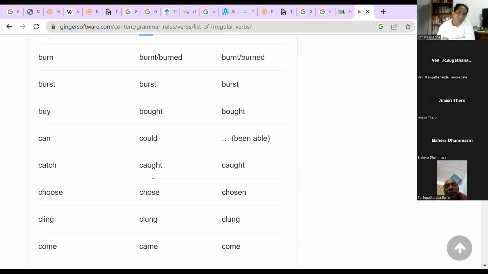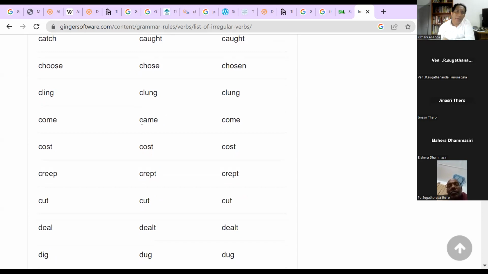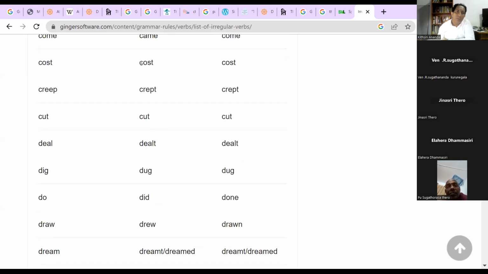And bought. I bought a laptop. I bought a new laptop last week. Came. Cost. It cost me a lot of money. It didn't cost me a lot of money. Crept. The thief stealthily, secretly crept through the fence.